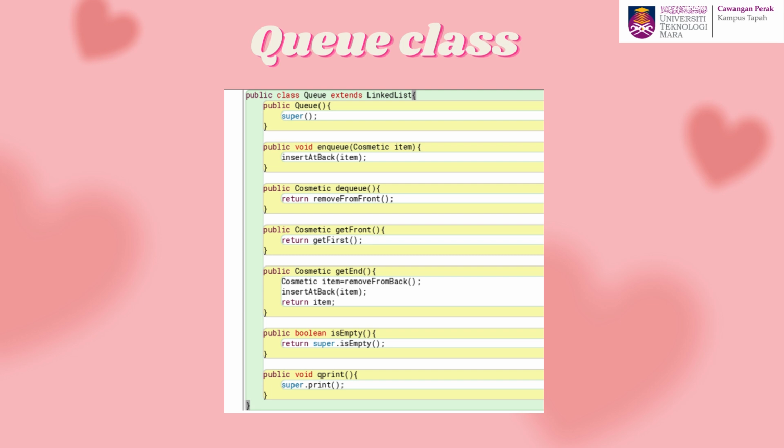GetFront returns the first item. GetEnd returns the last item, but also reinserts it to keep the queue the same. The method isEmpty checks if the queue is empty. Print prints the queue using the inherited print method. Overall, this class is used to manage cosmetics in order, like customers waiting in line.